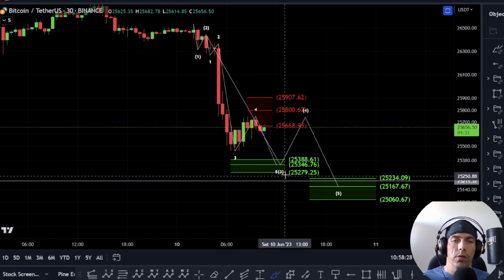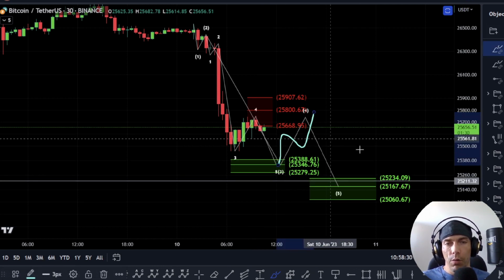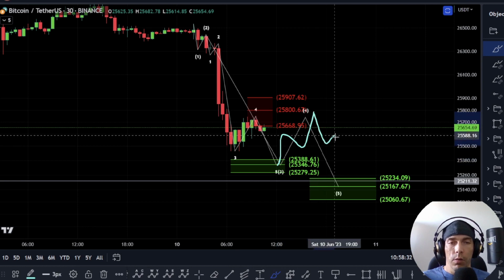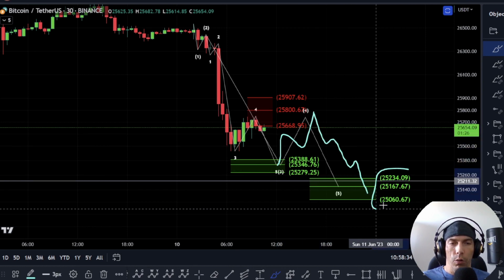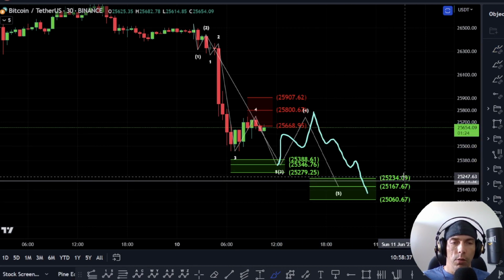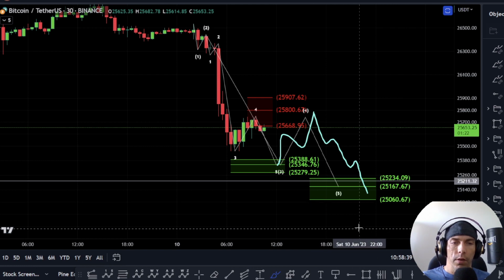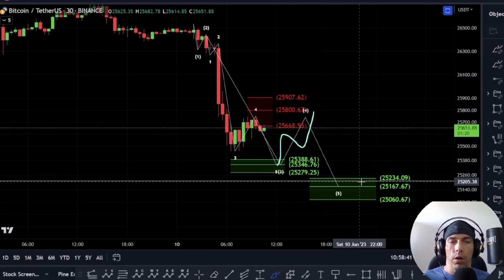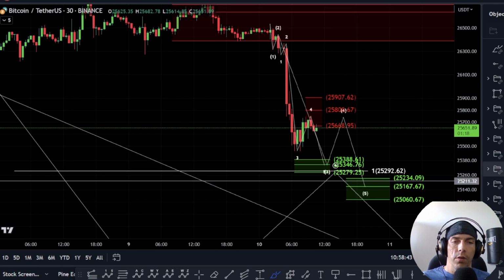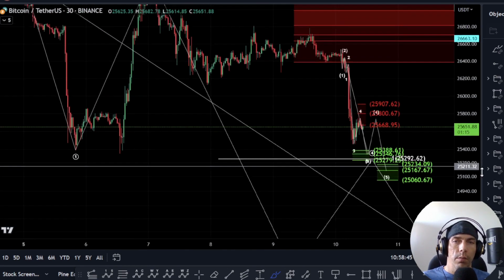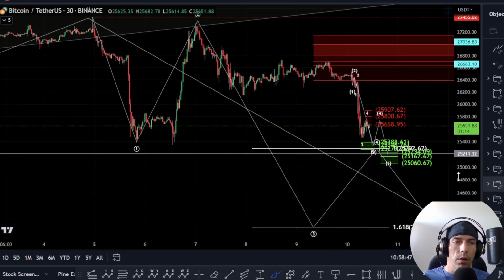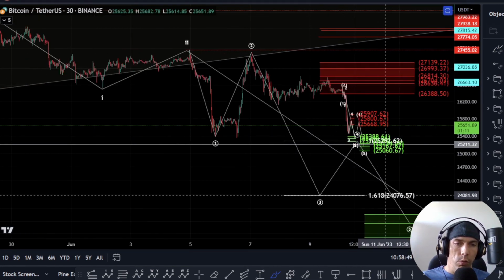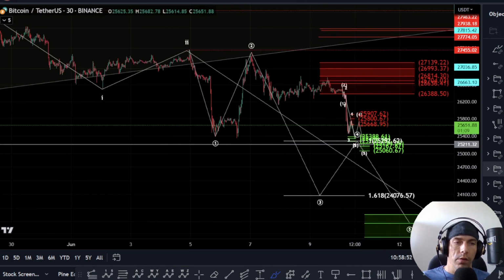25,388 to this 25,279, and then we get a 3-wave move back to the upside here, we could actually be looking to set this additional low here of this 25,234 to this 25,060 level. Now, this ties into that idea of this bigger breakdown. You know, we're looking for that possibility here that we are looking to actually push down towards this 24,076.